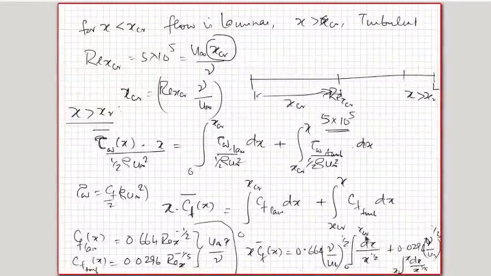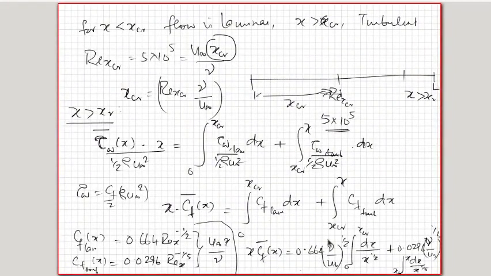Now this is the function of x that needs to be integrated. This is from 0 to x critical and this is from x critical to x. So this is how you can do the integration and find out the value of Cf average at any x. Okay, so there is an x here also. There would also be a function of x here. So it would be a function of x in some form, and that can be evaluated. Okay, so that is the way you evaluate the average shear stress.